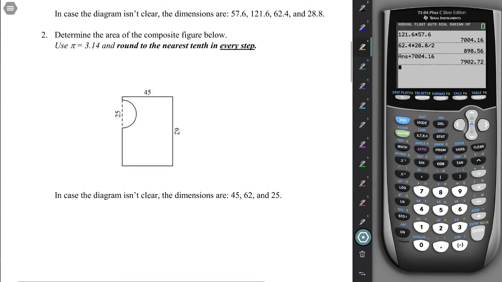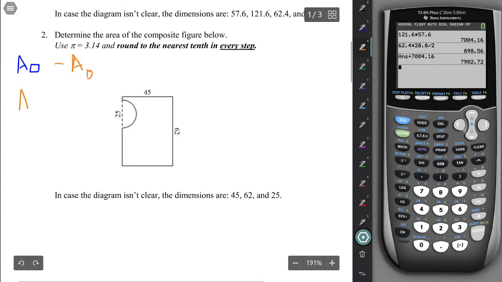Okay, question 2. Determine the area of this composite figure. Now our strategy for this one's going to be a little bit different. We're going to do the area of our rectangle minus the area of the semicircle. Now, area of a circle we know. The area of a circle formula is pi r squared. That's the area of a circle.